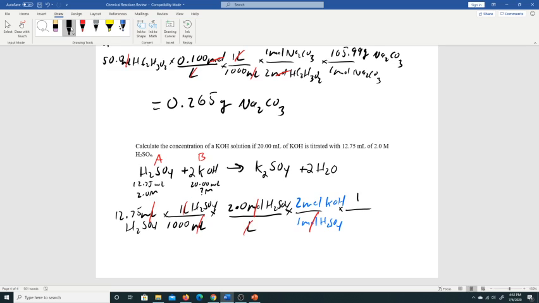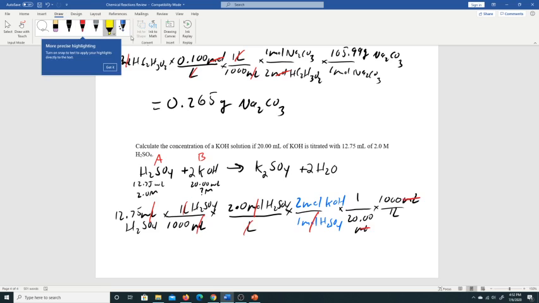1 over 20, 1 over 20 milliliters. Now we have moles per milliliter. We'll get rid of milliliters. 1,000 milliliters in 1 liter. Milliliters cancel. So now we've got, check units. We have moles on top, liters on the bottom. That is molarity. Do you want me to do the math?